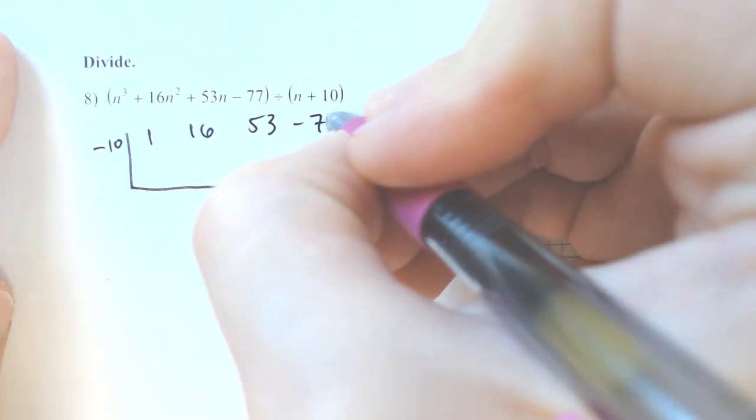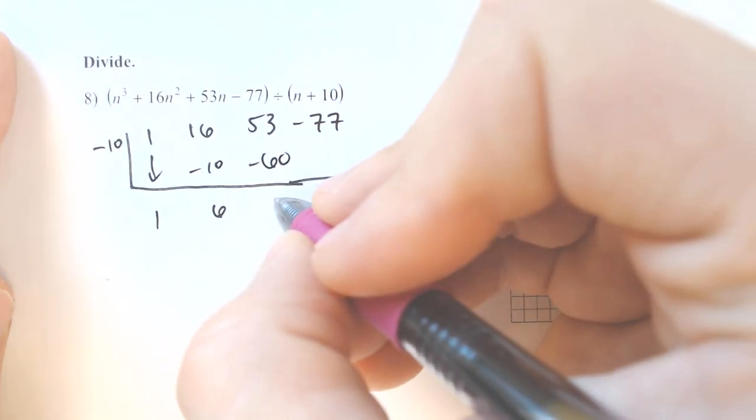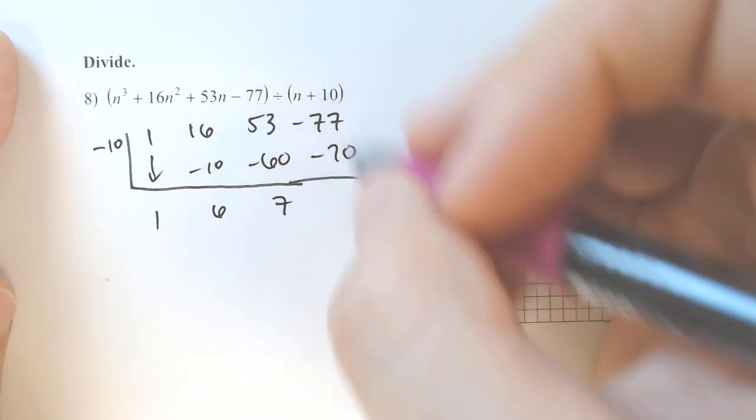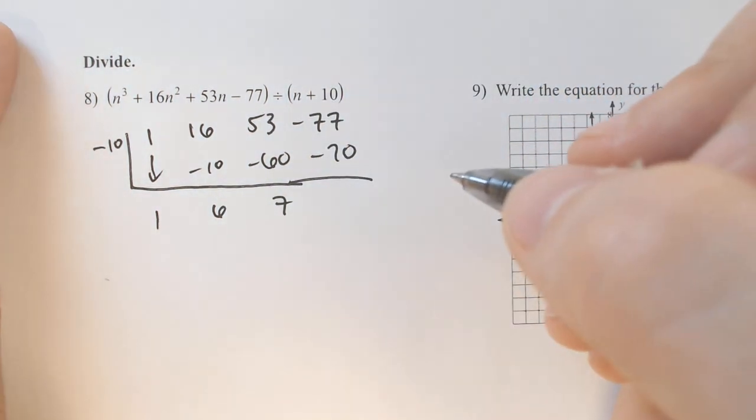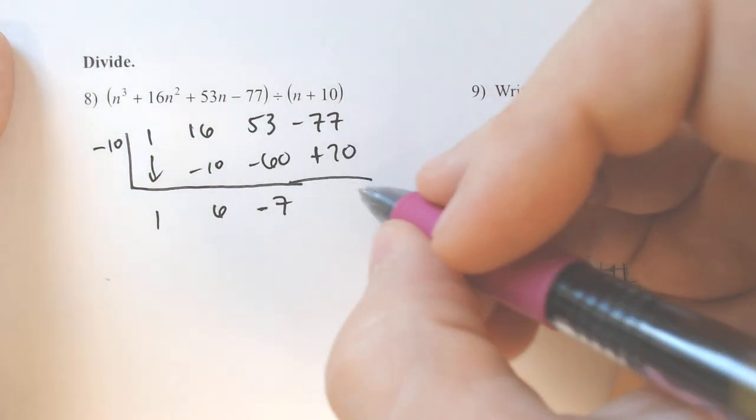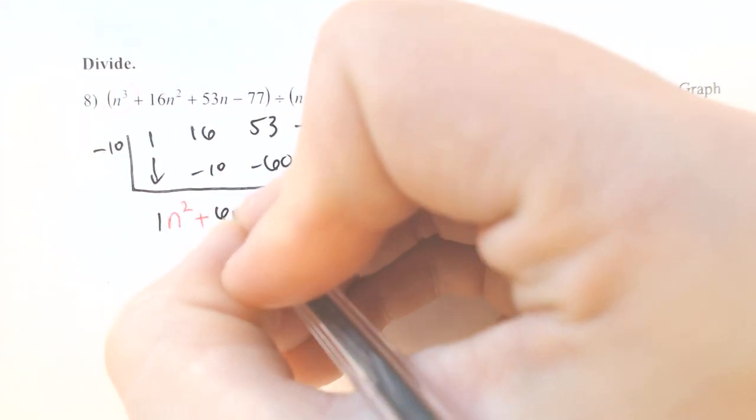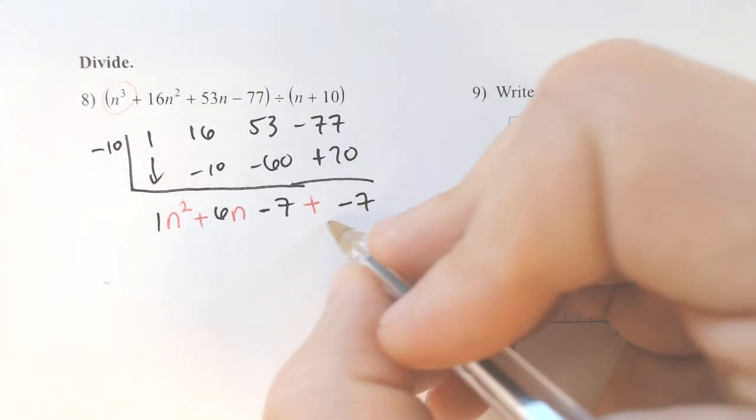So if I change the sign on the outside, 1, 16, 53, negative 77. 1, negative 10, 6, negative 60, 7, negative 70. And you do get a remainder. Oop, it's negative 7. Oh no, that makes it positive 70. But it's still a remainder of negative 7. And that's because it's not a 0. You're just dividing for fun. We started with n to the 3rd, so this would be n squared, plus 6n, minus 7, plus the remainder divided by the original n plus 10.